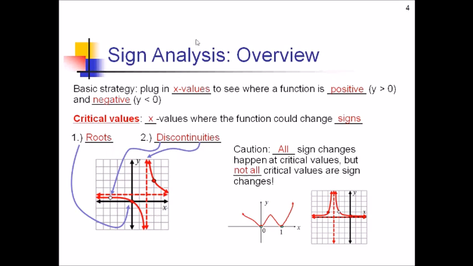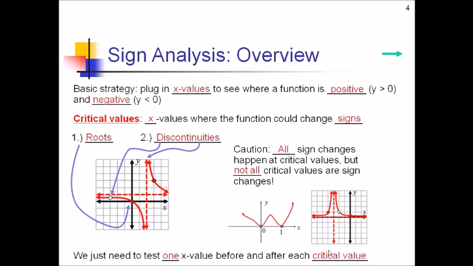So our basic strategy for sign analysis then, we're going to test one x value before and after each of the critical values. We don't change signs between critical values, so we just need one x value in each interval, but we do need to test each interval created by critical values.